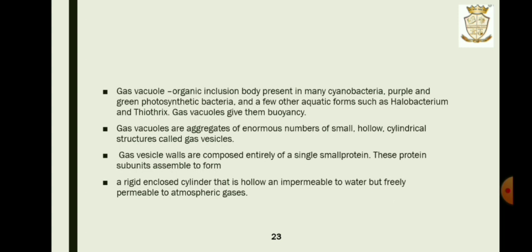Gas vacuole. Organic inclusion bodies present in many cyanobacteria, purple and green photosynthetic bacteria, and a few other aquatic forms such as halobacteria and Thiothrix. Gas vacuoles give them buoyancy. Gas vacuoles are aggregates of enormous numbers of small hollow cylindrical structures called gas vesicles. The gas vesicle wall is composed entirely of a single small protein. These protein subunits assemble to form a rigid enclosed cylinder that is hollow and impermeable to water but freely permeable to atmospheric gases.